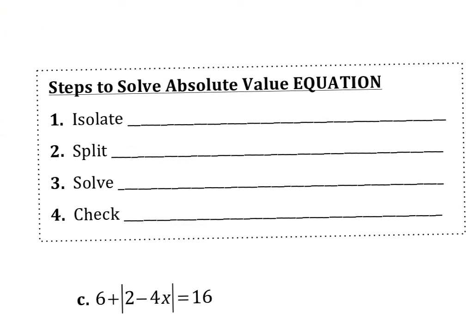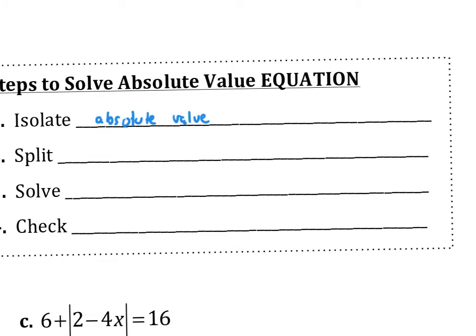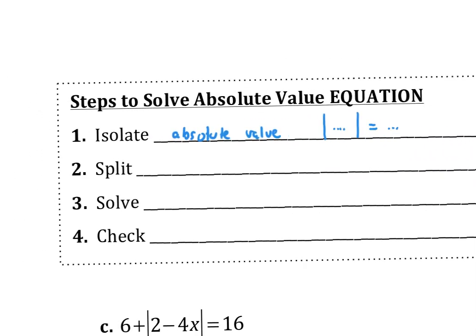Isolate. The first thing we're going to do is isolate the absolute value, which means it's going to look like this. We've got absolute value, and you've got a bunch of stuff inside, is equal to a bunch of stuff over here. So notice what we don't have. You don't have any numbers or letters or anything outside the absolute value on this side. Okay, once the absolute value is isolated, we can split into two equations.